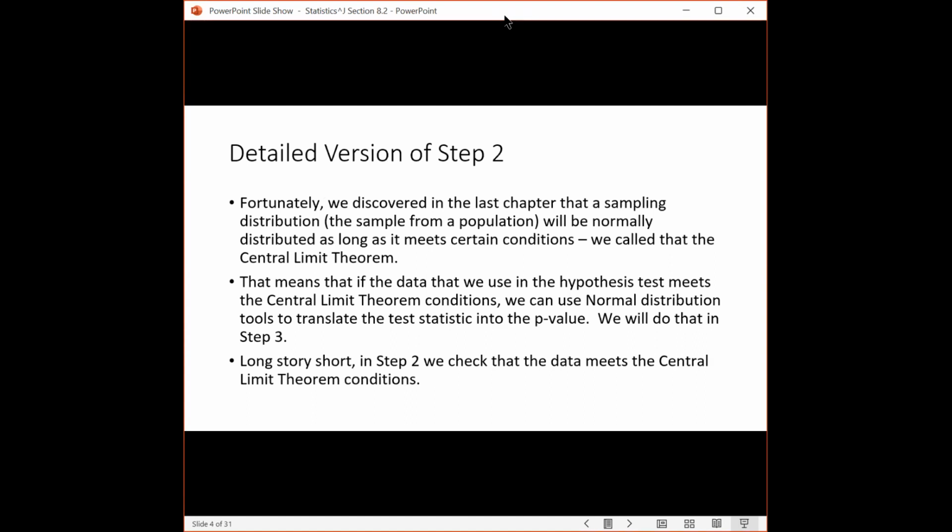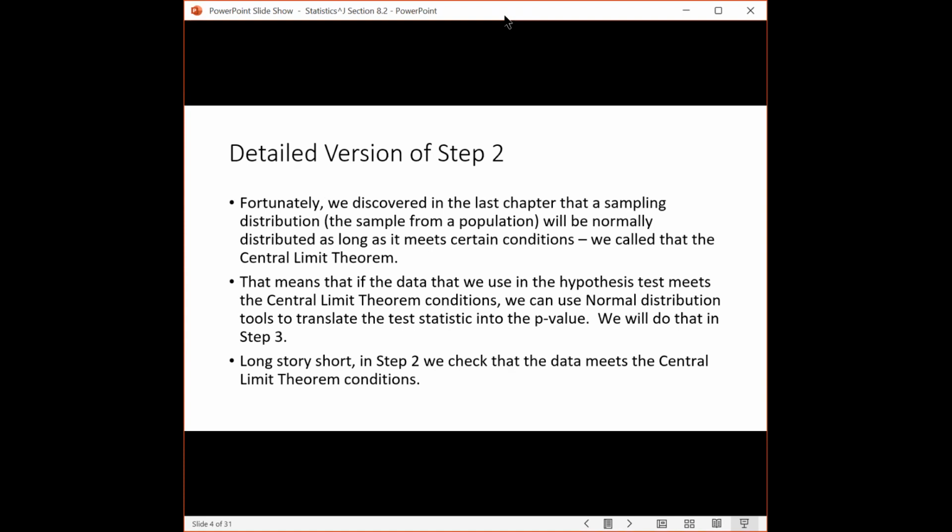Fortunately, we discovered in the last chapter that a sampling distribution, that is something that's a sample from a population, will be normally distributed as long as it meets certain conditions. That is what we call the central limit theorem. That means that if the data that we use in the hypothesis test meets the central limit theorem conditions, we can use normal distribution tools to translate the test statistic into a probability, into a p-value.